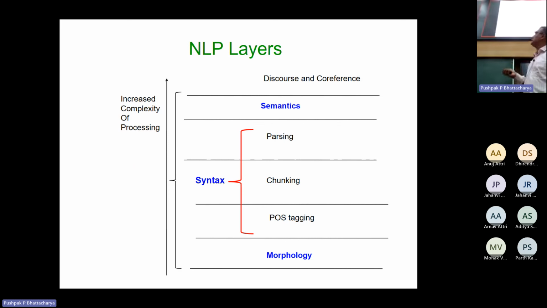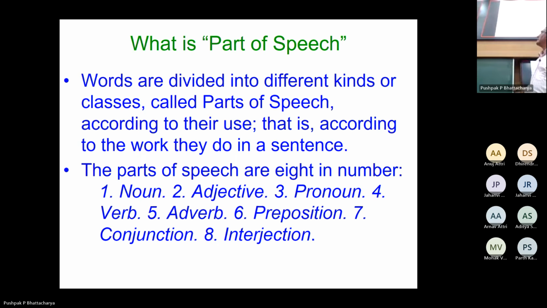So part of speech tagging. So the problem is this. Words are divided into different kinds of classes called parts of speech. Okay, this you have heard, you have read it in the school. There are different parts of speech. There are 8 parts of speech: noun, adjective, pronoun, verb, adverb, preposition, conjunction, and interjection. They are also called the grammatical categories.